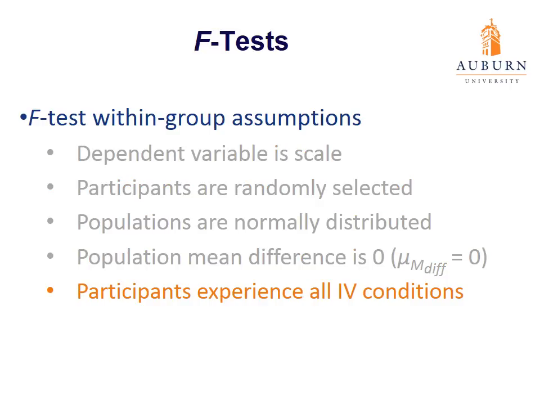Now because the assumptions for within groups ANOVA are exactly the same as a paired sample t-test, I won't spend the time talking about each assumption individually, but I do want to talk about the very last assumption briefly. So the last assumption is that participants experience all levels of the independent variable. So when we say participants, what we really mean is observations, and so it doesn't always have to be individual people. It can be groups as well. Something like siblings who share a genetic trait. If we have 3 siblings in a family, then we can still do a within groups ANOVA.